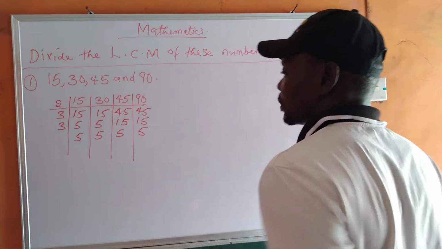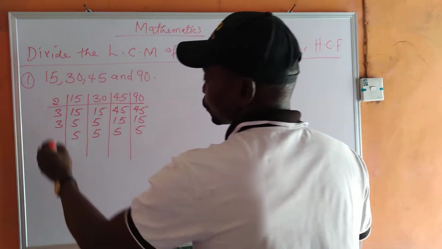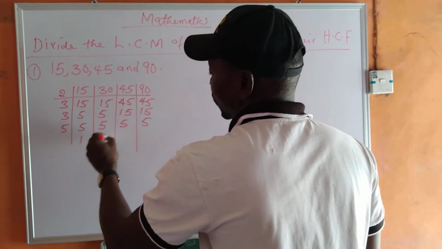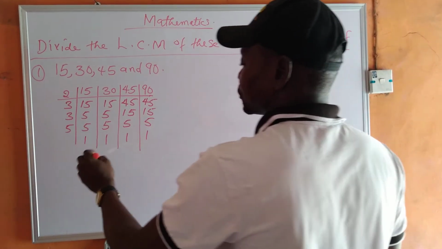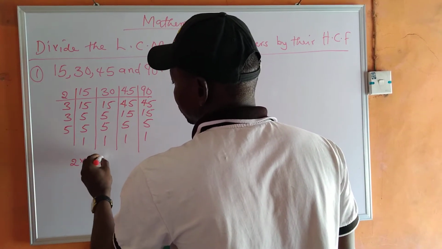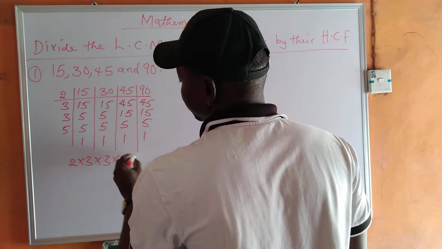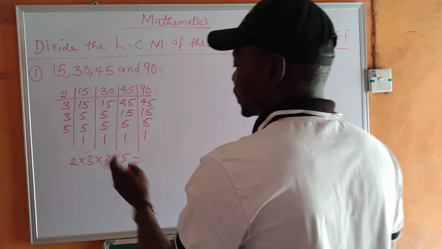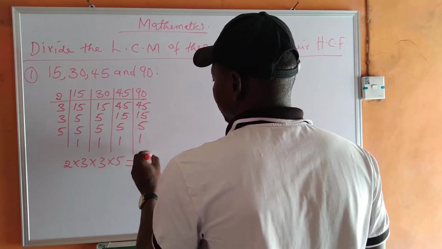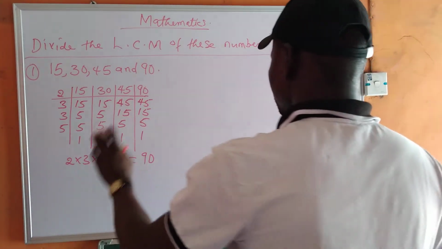Since we now have 5 all through, we use 5 to divide. 5 divided by 5 is 1, 1, 1, 1. So the least common multiple will be 2 times 3 times 3 times 5. 2 times 3 is 6. 6 times 3 is 18. 18 times 5 is 90. So that is the L.C.M.